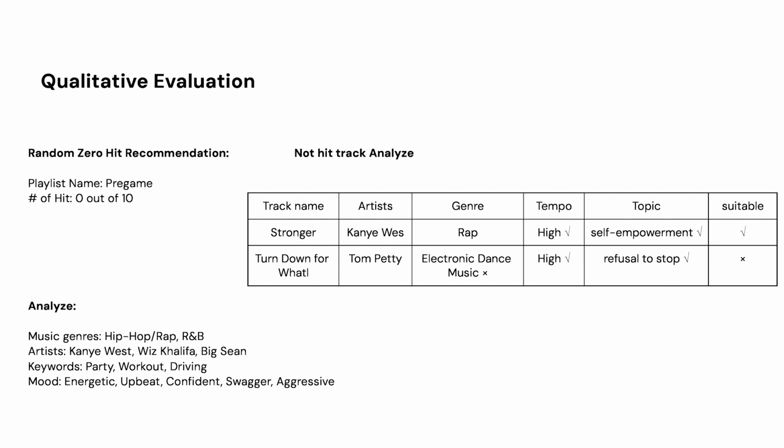The playlist name is Spray Game, which is used to gear up the user for a game. The playlist predominantly features high-tempo rap music. We select 2 songs. The first one is Stronger by Kanye West, with rap music, high tempo, and self-empowerment, so we consider it a match. But the next one is Turn Down for What. It has the high tempo and the topic, but it has a mismatch in genre, so we consider it a mismatch.